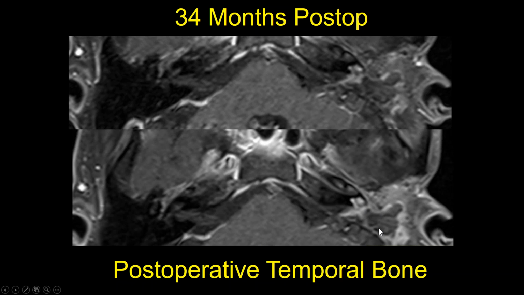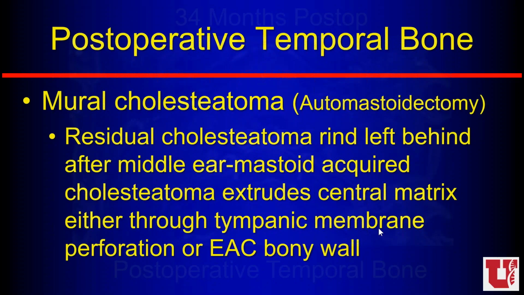Now, another thing that may be confusing with postoperative cases is the idea of an automastoidectomy or a mural cholesteatoma. In these cases, we may have a cholesteatoma that's arising from the mastoid air cells, and because those mastoid air cells are immediately behind the external auditory canal, as they enlarge, they may extend into the EAC itself. But it might look like a surgical case when we do cross-sectional imaging. Often these cases leave behind a rind of cholesteatoma, and that's the idea of a mural cholesteatoma, that there is some cholesteatomatous tissue that's left behind in these cases.